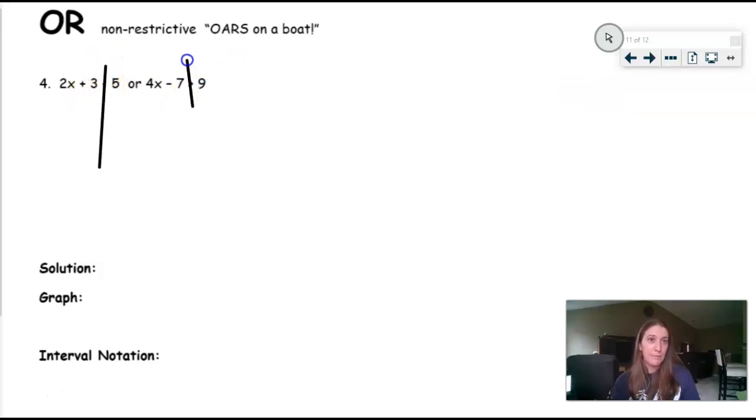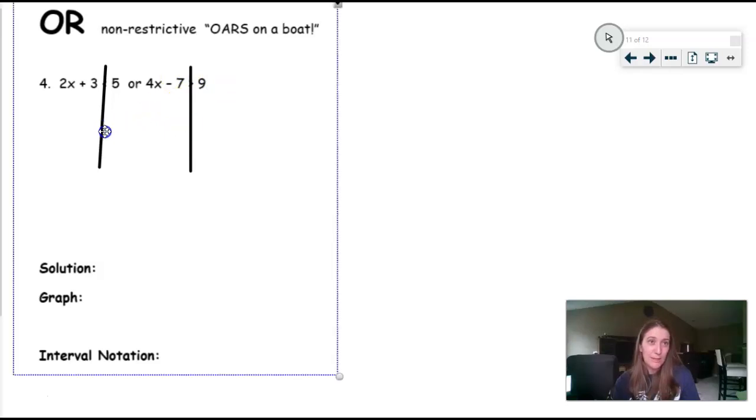I really should try to make straighter lines here, guys. Oh, that's bad. I'm even using a tool that's supposed to make straight lines for me and I can't do it.